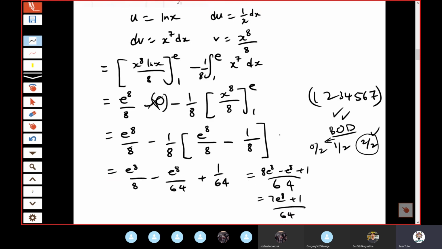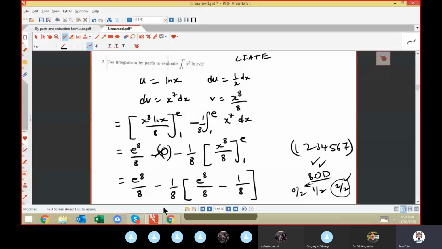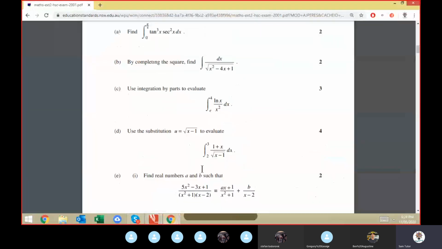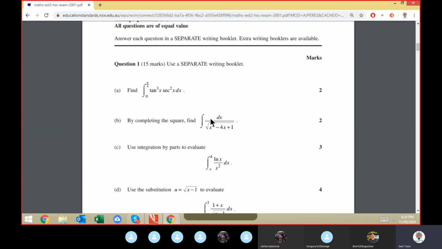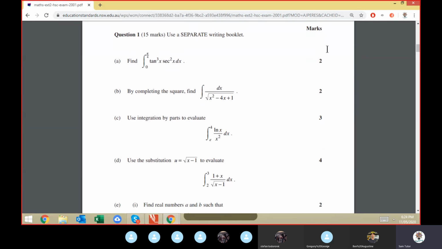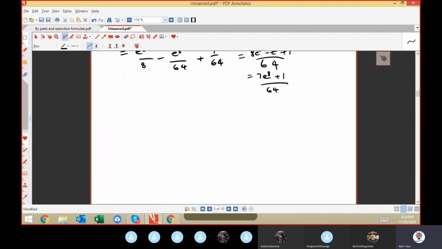Beautiful. All right, let's go again. Since we're here, we might as well try this question out. The integral of ln x on x squared, from 4 to e. 3 marks.